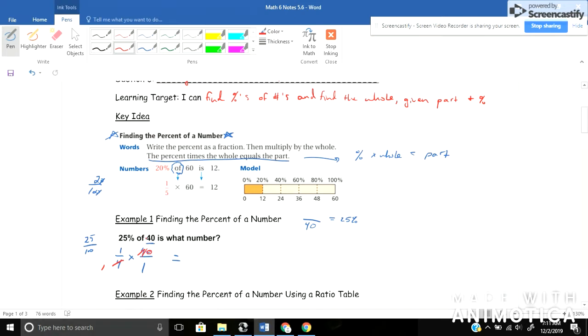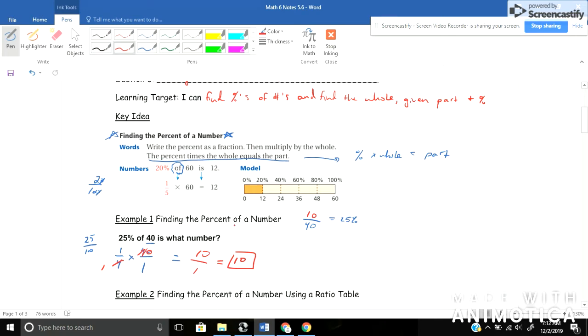Okay. And now multiplying across, 1 times 10 is 10. And 1 times 1 is 1. 10 over 1 gives me 10. So 10 is my part. And if I got 10 out of 40 on an assignment, that would give me a 25%.